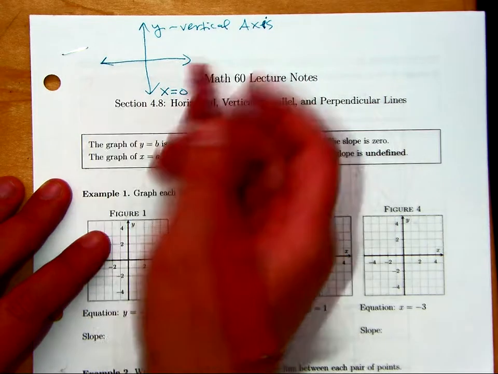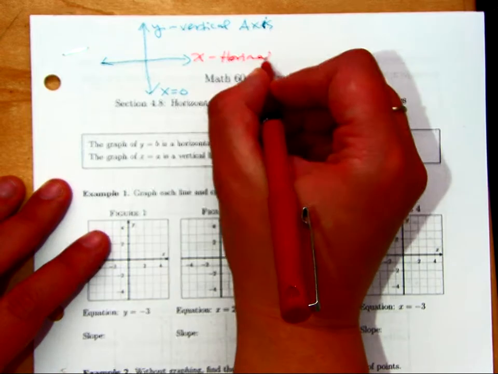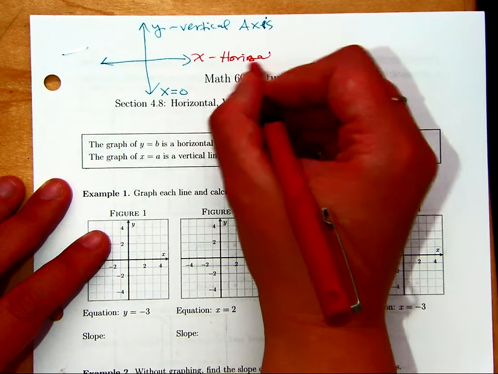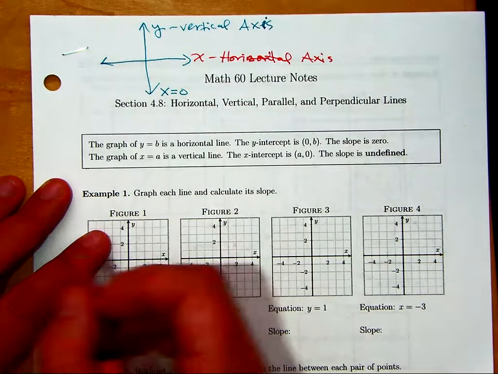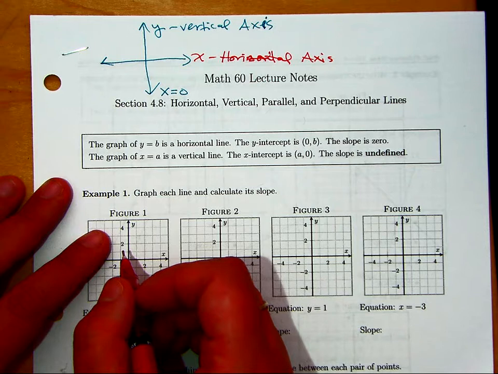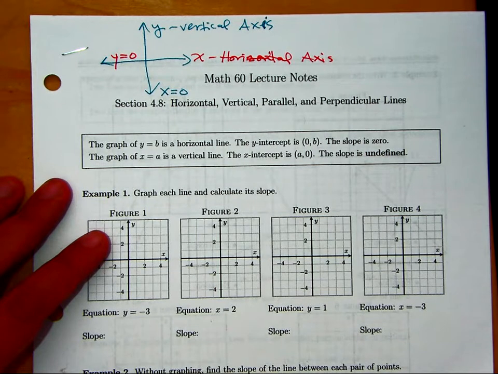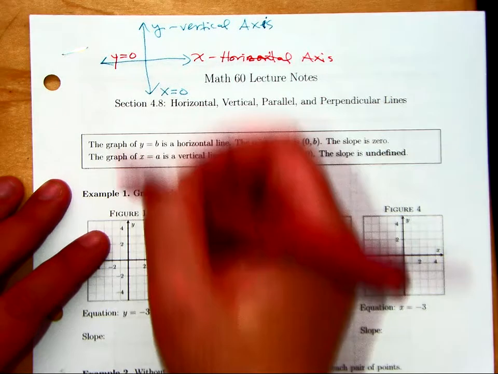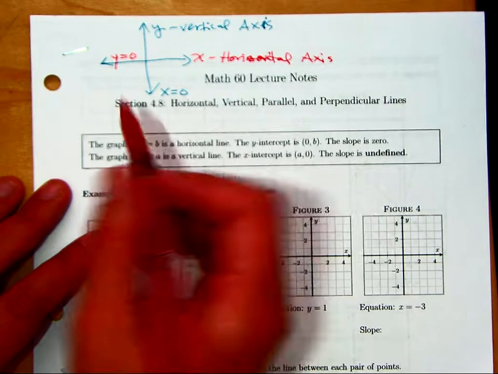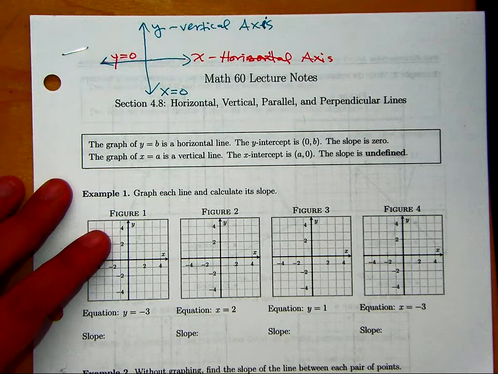Who remembers, okay, the X-axis is the horizontal axis. Who remembers the equation of the X-axis? Y equals 0, okay? So that is true of every single vertical line: its equation is X equals a number. It has an undefined slope. Every single horizontal line is always going to have the equation y equals a number.